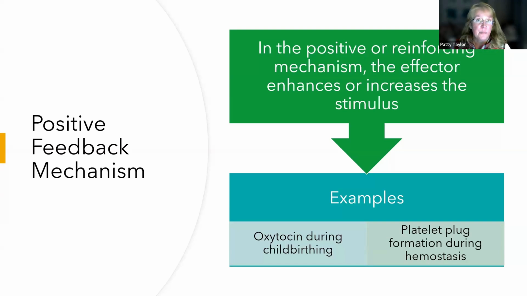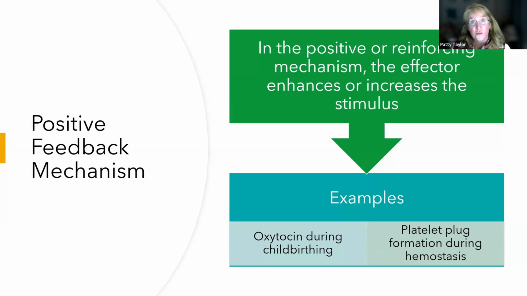Another example could be platelet plug formation during hemostasis. This is how we form the blood clot that should capture blood cells from escaping, and it's one of the first steps here in helping us to retain blood loss. So we limit the amount of blood that we're losing by platelet plug formation.